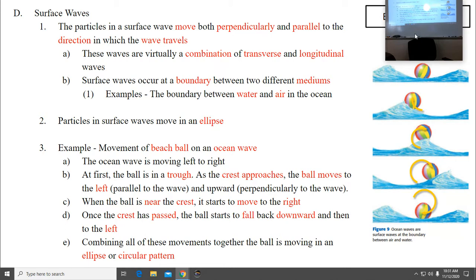When that ball is near the crest, it then begins to move to the right. So here we have the ball in a trough. It moves to the left and then up. And then once it gets to that crest, it begins moving back to the right. Once that crest has passed, as we see in the second to last image, the ball starts to fall back downward towards the left, back into the trough. When you combine all of these movements together, the ball is moving in an ellipse or circular pattern.